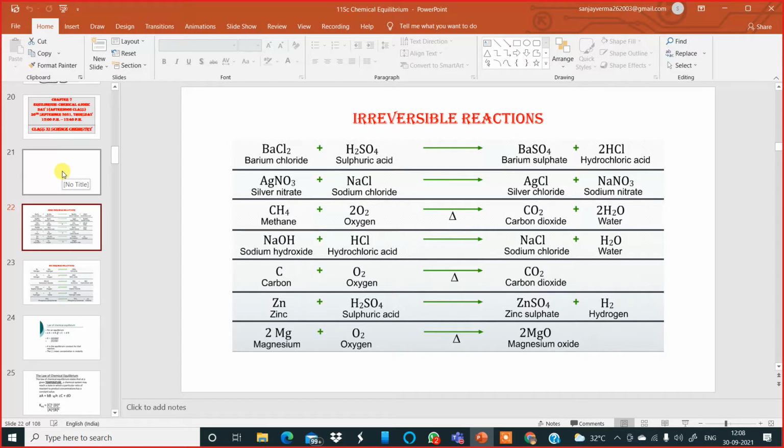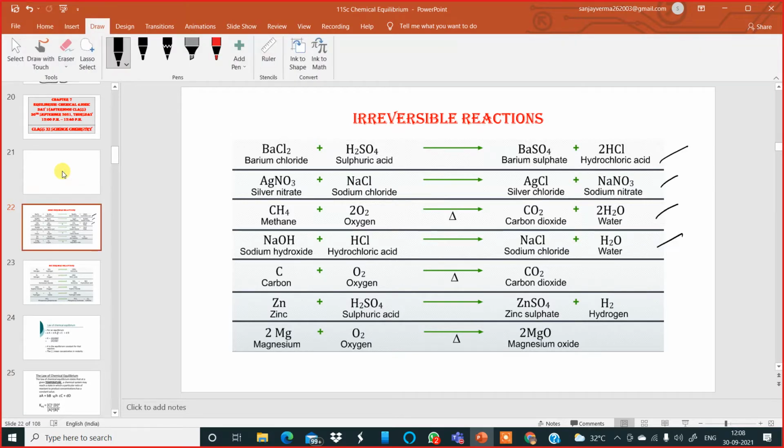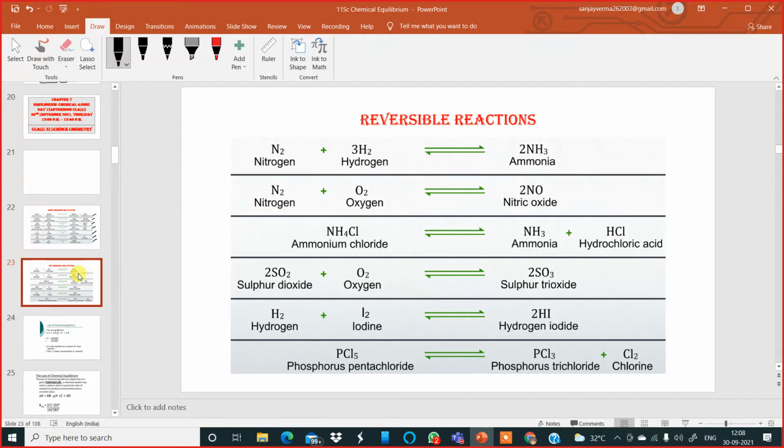Now on your screen you can see there are some examples of irreversible reactions which proceed in the forward direction only. I've given a few examples, you can have a look at those. Then on the next slide you can see there are some examples of reversible reactions which proceed in both forward and backward directions.